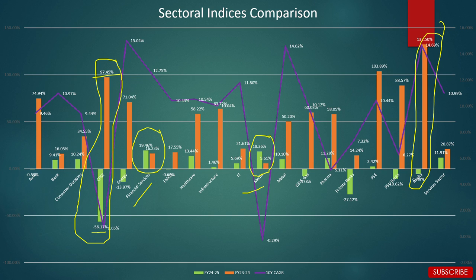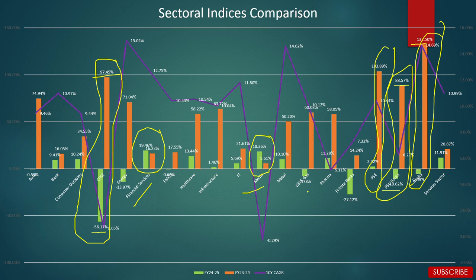Realty minus 5 odd percent against 132%. PSE is similar to CPSE. PSU banks negative 10% as compared to positive 90%. So clearly, except two sectors, across the board, all the sectors have performed significantly badly in financial year 24-25 as compared to the previous financial year, that is 23-24.